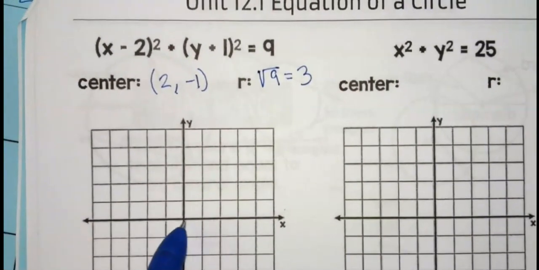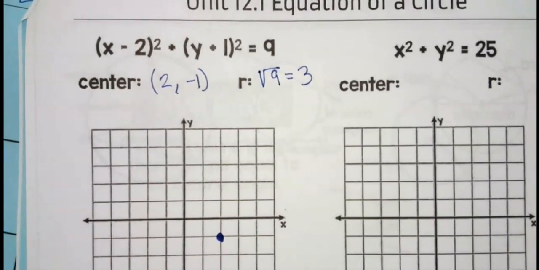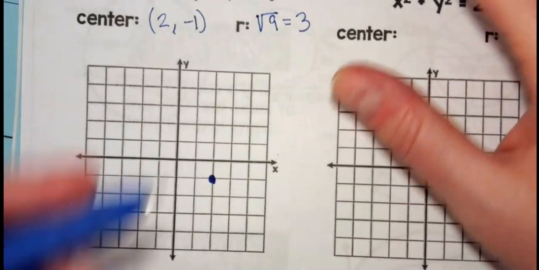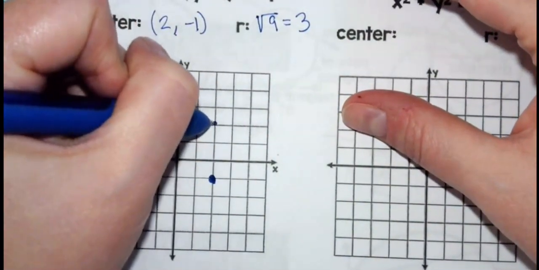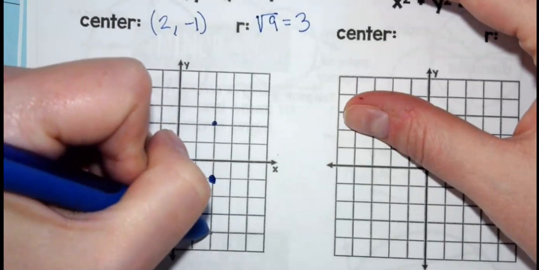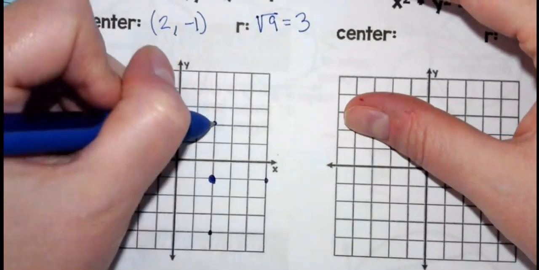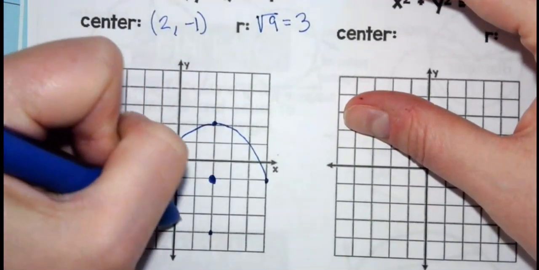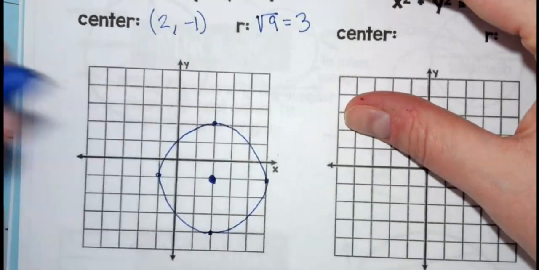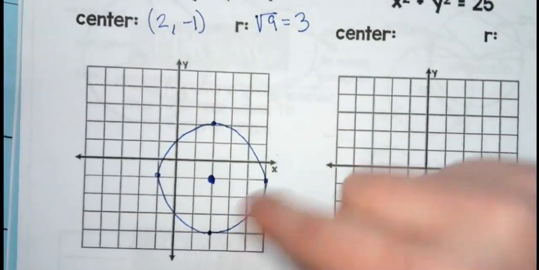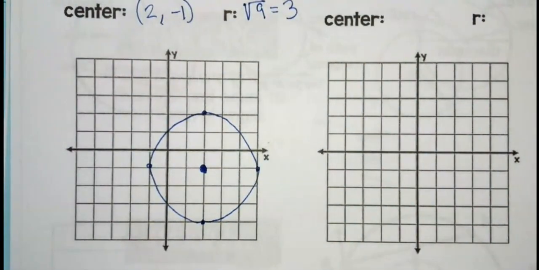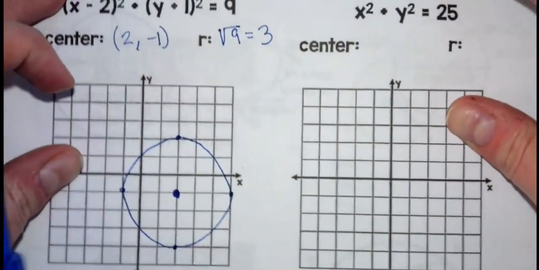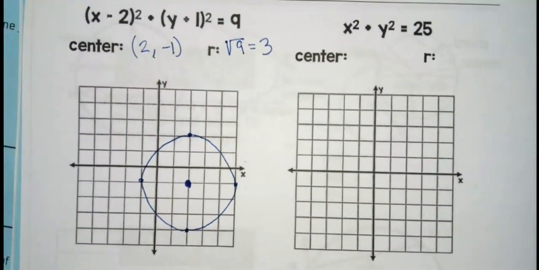All right, how do we draw this? We go to 2, -1, and we plot that point. And then I think the easiest way to do it is by counting up, to the left, down, to the right, and drawing in that circle. So we're going up 3, down 3, left 3, right 3, and we end up with the 4 points of our circle, and then we just connect it. It's not going to look perfect, but it looks okay. On Delta Math, it kind of does it for you. So it is a perfect circle, which is nice.